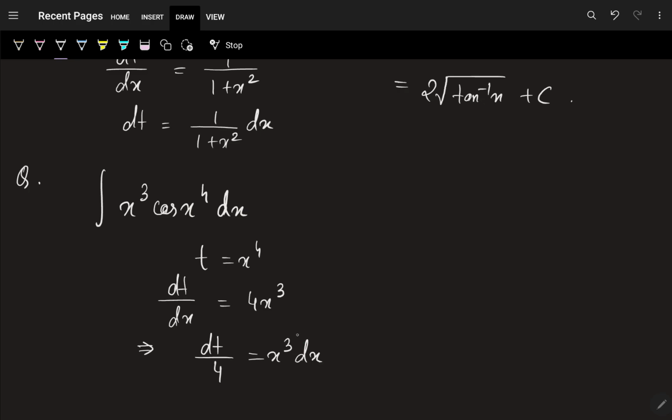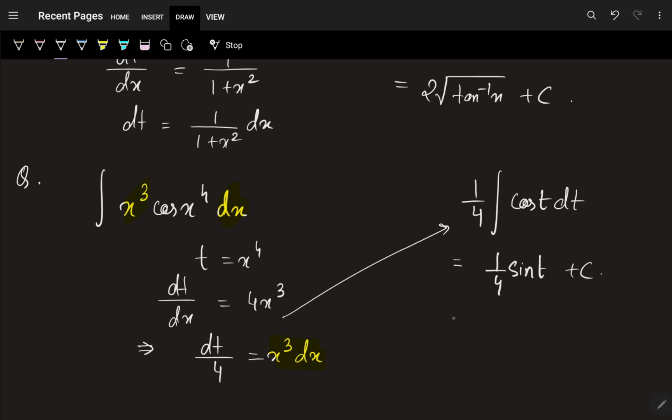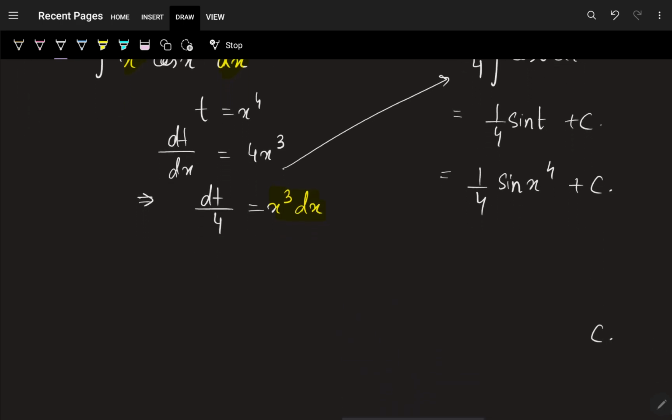So we are just going to put this in. If you just see, x cube dx is what? dt by 4. So my integral is going to become 1 by 4, take the 1 by 4 out of the way. This will be cos of t, and everything else, x cube dx, is dt by 4. I just took the 1 by 4 already out of the way. This is dt. So this is 1 by 4 sine t plus c. Now what is t? t is x to the 4. So 1 by 4 sine x to the power 4 plus c is the answer.